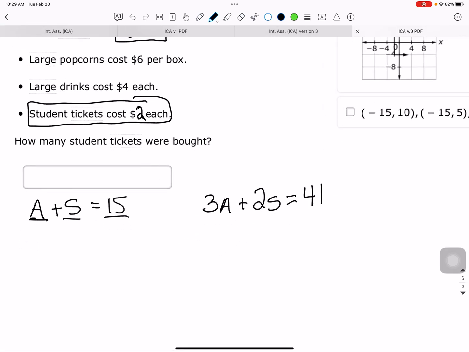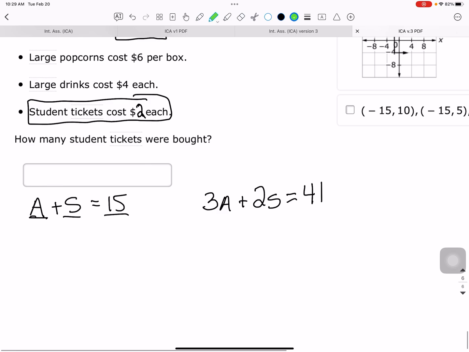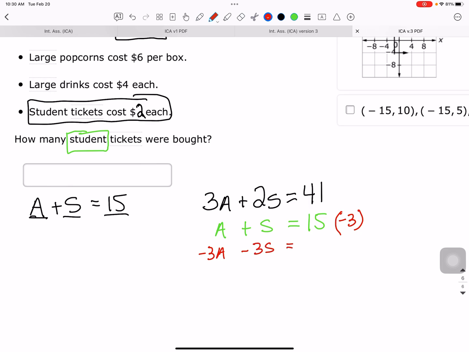So I've got two equations. I'm going to put them underneath each other. I've got this, and I've also got A plus S equals 15. We want to know students, so here's what I'm going to do. I'm going to multiply this one by negative 3, because it makes A negative 3A, it makes S negative 3S, and it turns 15 into negative 45.